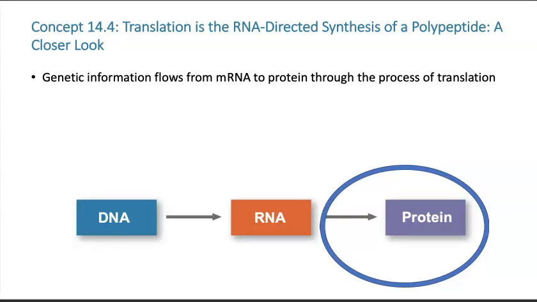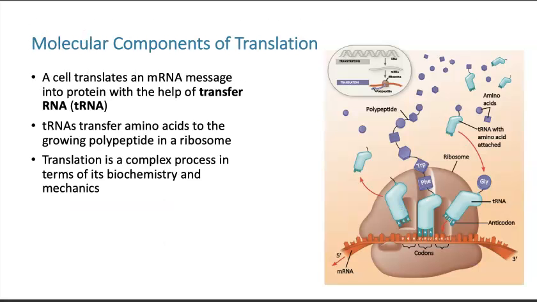Translation itself is a pretty complicated process with multiple steps and multiple players. So let's start to get to know some of the players in the process of translation. A cell will translate mRNA into a protein with the help of another kind of RNA molecule called a transfer RNA, also known as tRNA. tRNA transfers amino acids to the growing polypeptide chain in the presence of a ribosome.